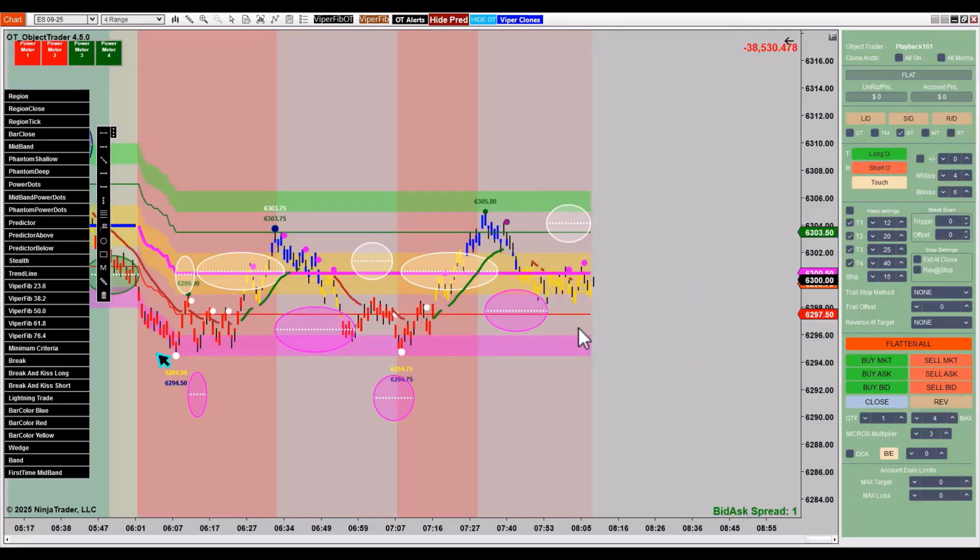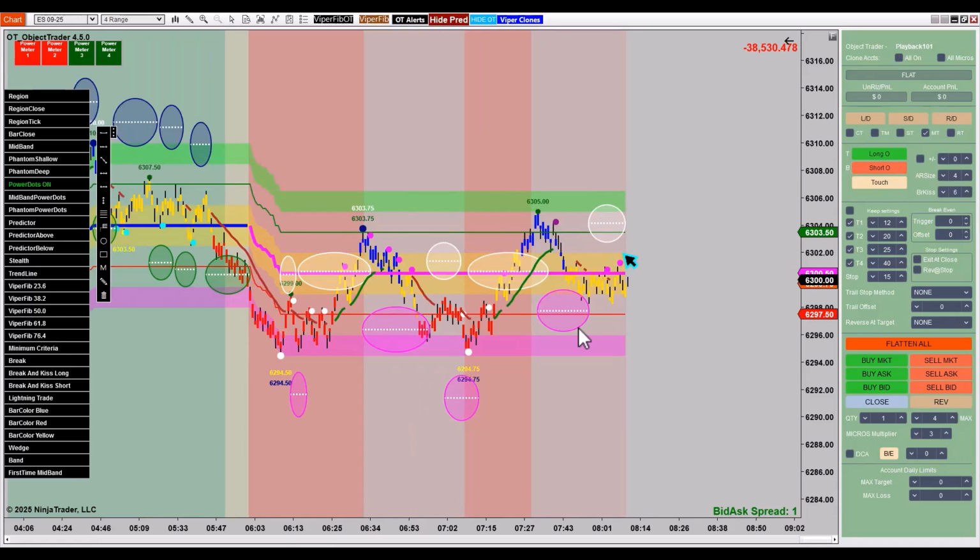Go ahead and let Object Trader go on the chart. You can also do like power dots, to give an example. You can even do multiple. Let's say I wanted to do multiple object types, and that we wanted to get a trade at 6302. You could use a break trade at 6302. You could use a power dot. You could use a band trade.